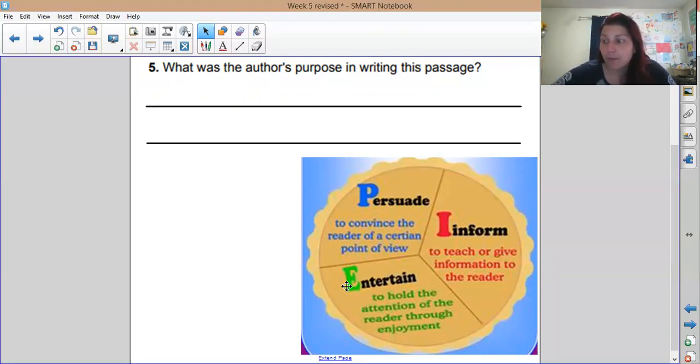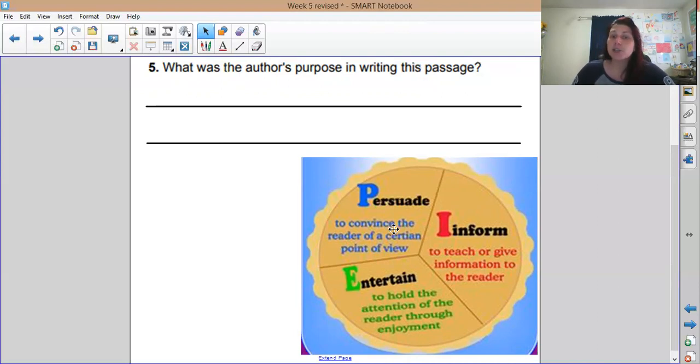Okay, but we kind of said that usually when we're talking about expressing feelings, that comes a little bit later in the year when we're talking about poetry. So that's why it's not on the chart that I showed you in this one. So let's think: persuade, inform, or entertain. What was the author's purpose in writing this passage?